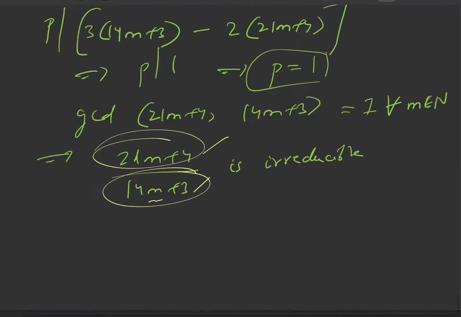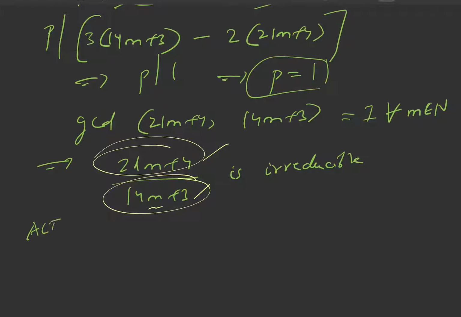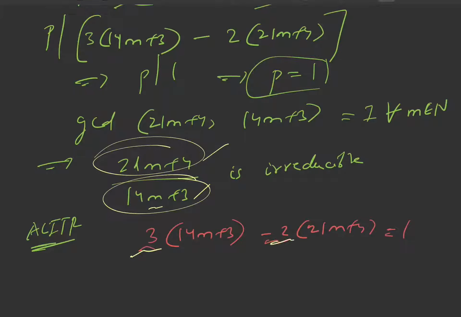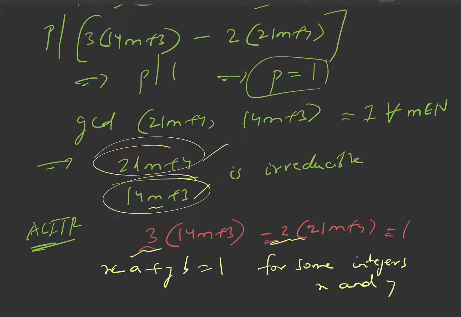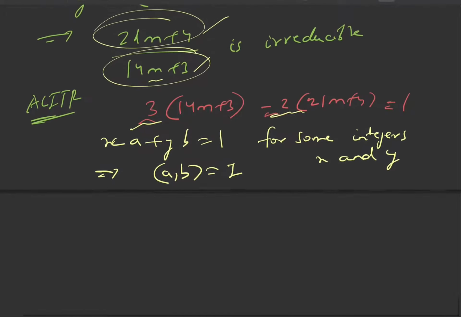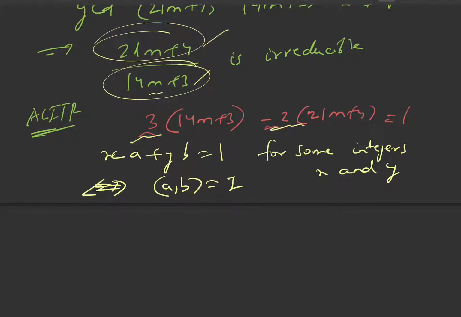Also, you can use Bezout's identity directly, right? You can do it in this way also, that you can just say that 3 into (14m + 3) minus 2 into (21m + 4) is 1. Now since there exist integers x and y for which xa + yb equals 1, that is xa + yb = 1 for some integers x and y, this means that a and b are co-prime. This means that the GCD of a and b is 1. This is Bezout's identity, and it is true both ways.